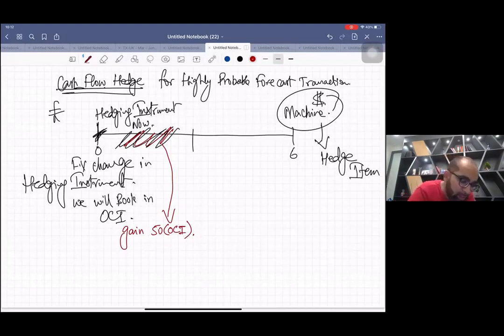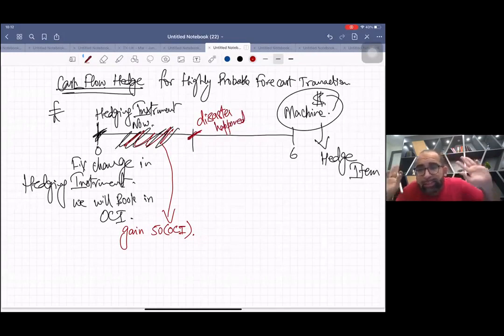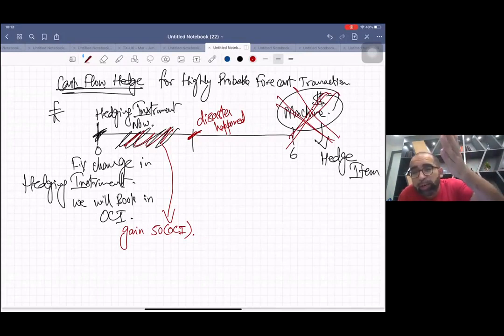Okay, but suddenly the disaster happened here, and now because of this disaster, we are crying. We have changed all our plans. Now we have openly told everybody that we are not going to buy this machine anymore. So just think, students, now this highly probable forecast transaction is not expected to occur.